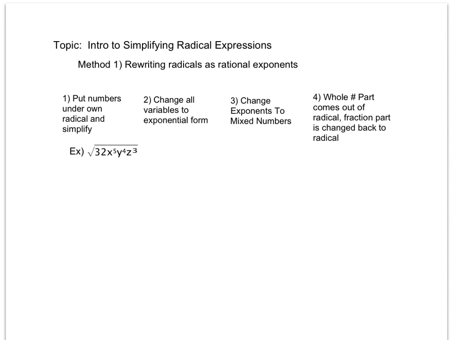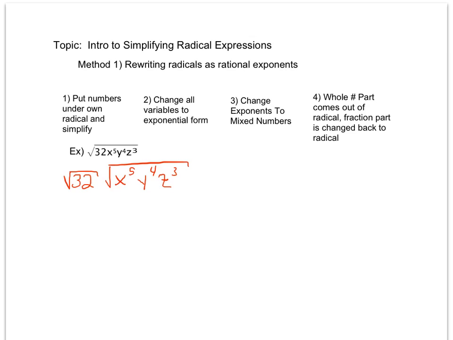So the first method is going to be rewriting radicals as rational exponents. These are going to be my steps. So I'm going to go ahead and walk through those steps on this example. So the first thing I'm going to do is put numbers under their own radical and simplify. So square root 32 will go under its own radical. And I'm just going to leave these as is.